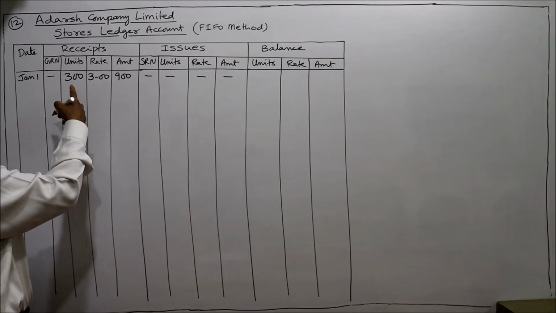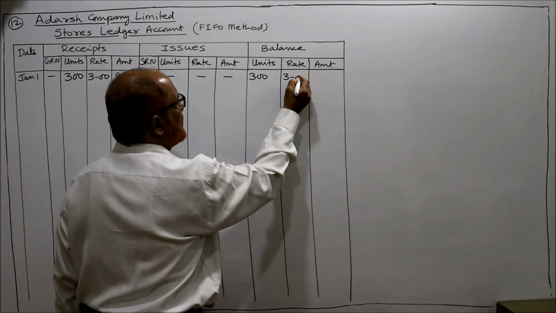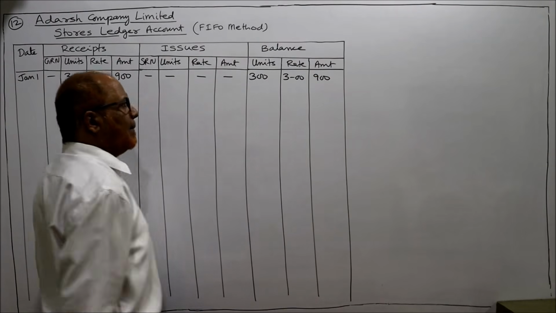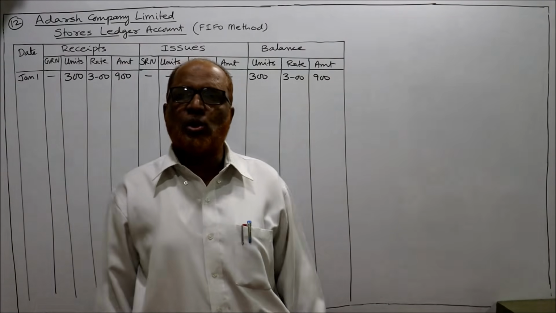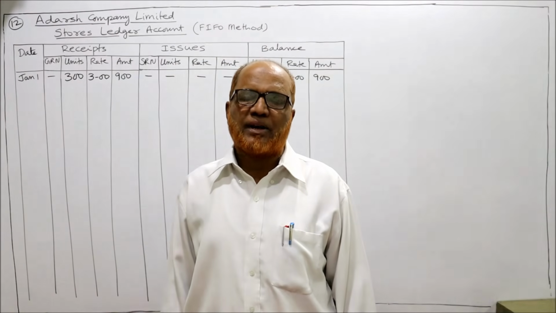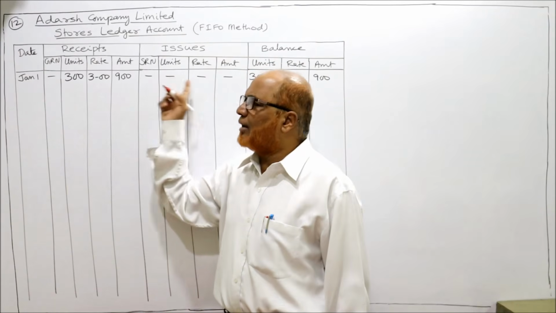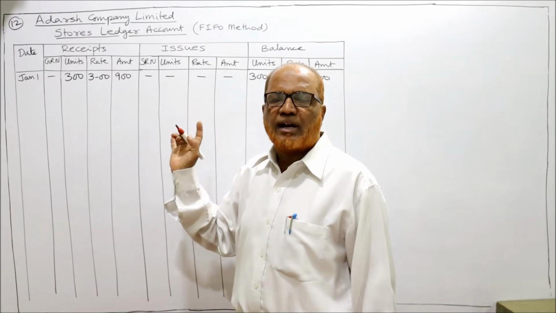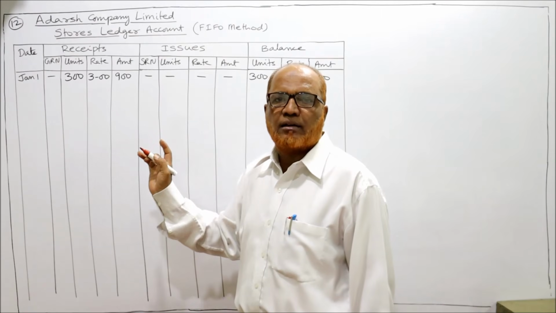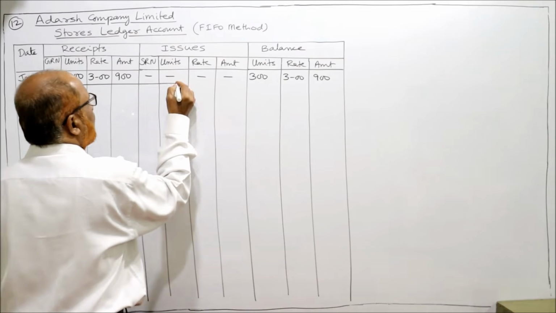Then the same balance, 300 units, 3 rupees, 900, I am taking in the balance column. So I have completed the first transaction, January 1st. There is a purchase of 300 units at rupees 3 each. So I have taken it in the balance. After every transaction, it is better to draw a line to differentiate. So I am drawing a complete line here.